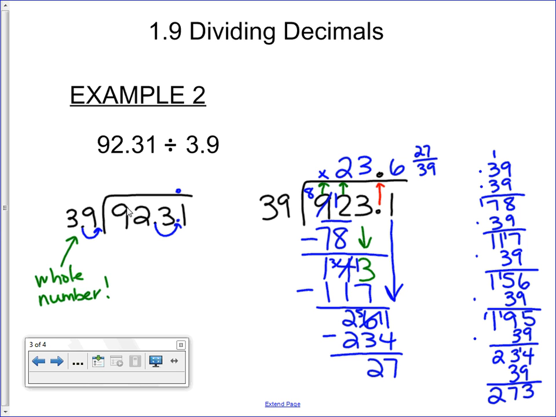Now notice, just to double check our place value, above the 9, we have an X. Above the 2 is a 2. Above the 3 is a 3. We have a decimal point. And then above the 1 is a 6. So our digits are lining up, so that we make sure we have our decimal point in the correct spot.